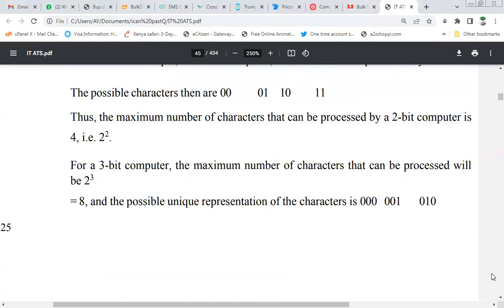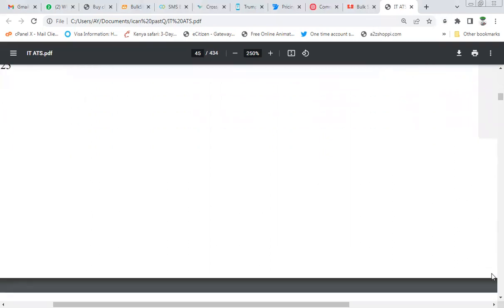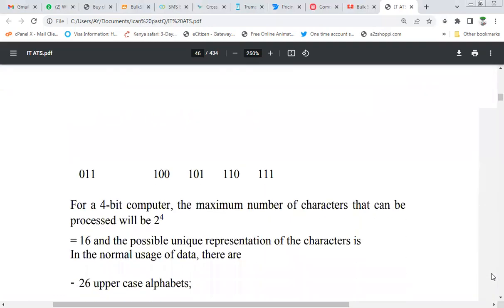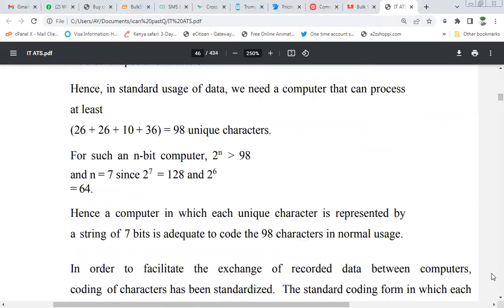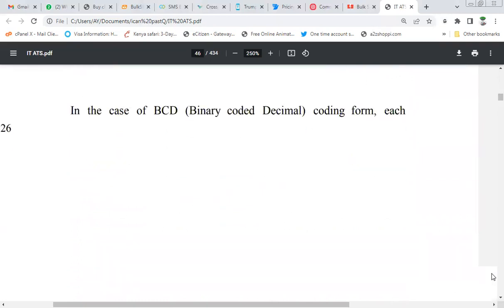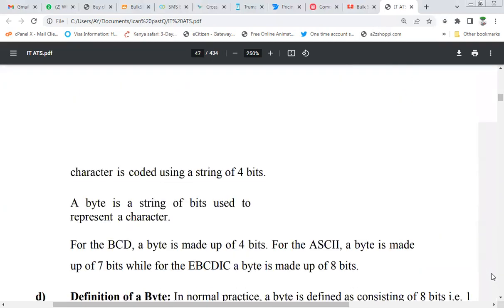Let's continue. We have 3-bit data also. That's 000, 001, 010. 3-bit data is 2 raised to power 3, that's 8. We have 4-bit data, 2 raised to power 4. So you read all that. We don't need to bother ourselves with some other things here.